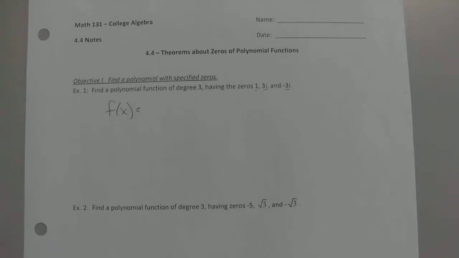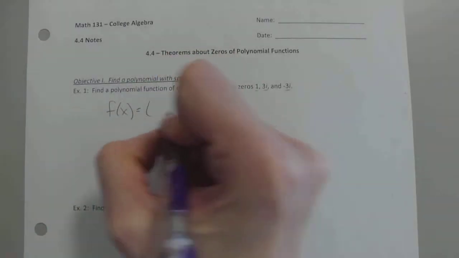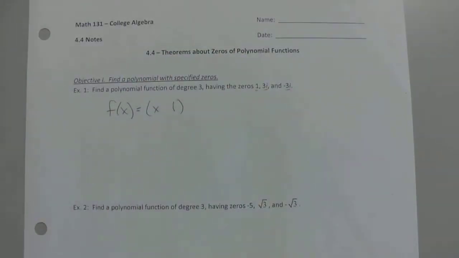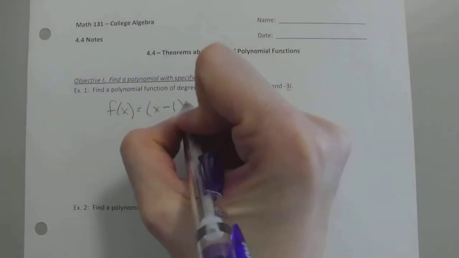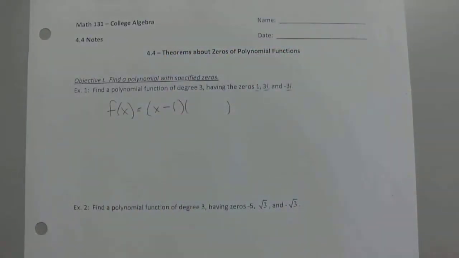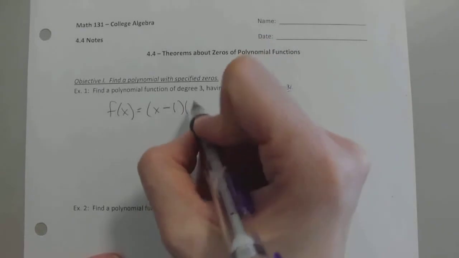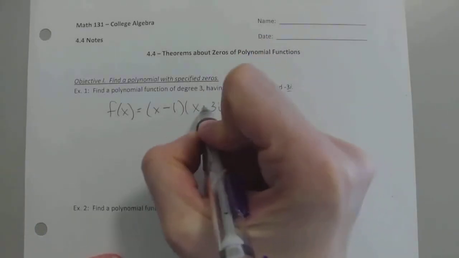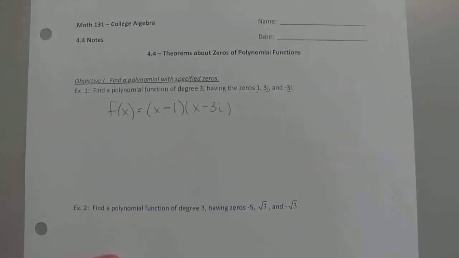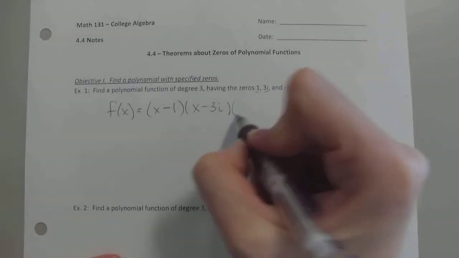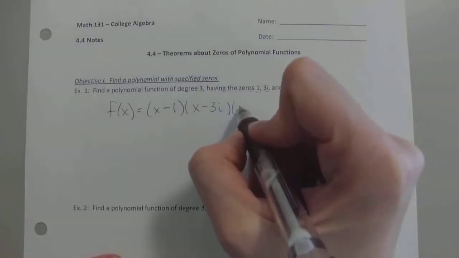How can we have a zero of 1? What would our binomial look like? Minus 1 or plus 1 if we have a zero of positive 1? Minus, right? Because we move it over. Ultimately, how you find your zeros is you take the factor, set it equal to 0, and then solve. So if we have a zero of 3i, what's our factor going to be? x minus 3i. And then what's the last one going to be for negative 3i?